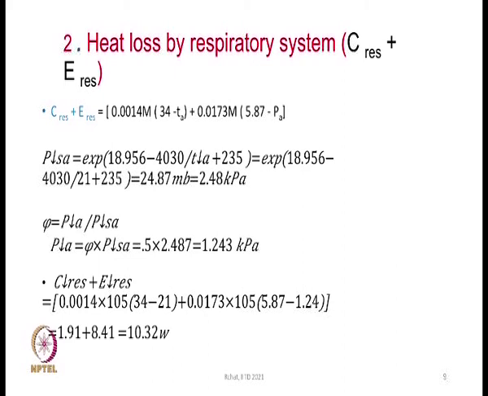So, from there we can find the Pa value. This is in a saturated state. In the normal state, this 2.487 multiplied by 0.5 will give me the pressure in kilopascal. Now, I put these values in the equation and simply substitute the values of temperature and the vapor pressure, and we get a figure 10.32.